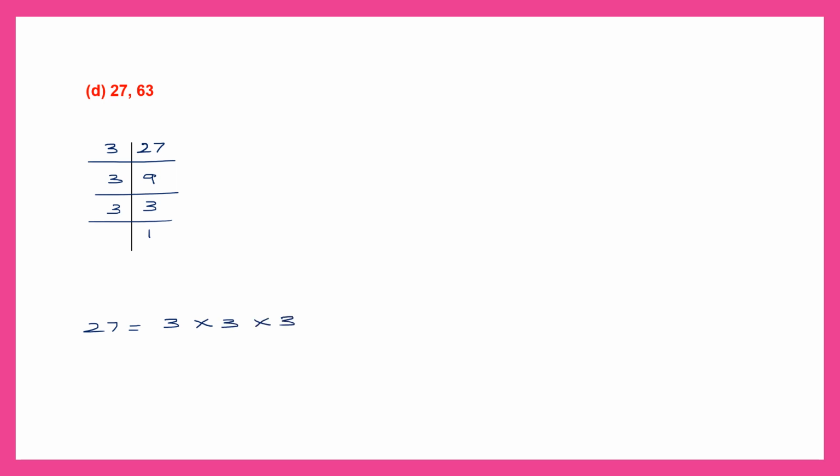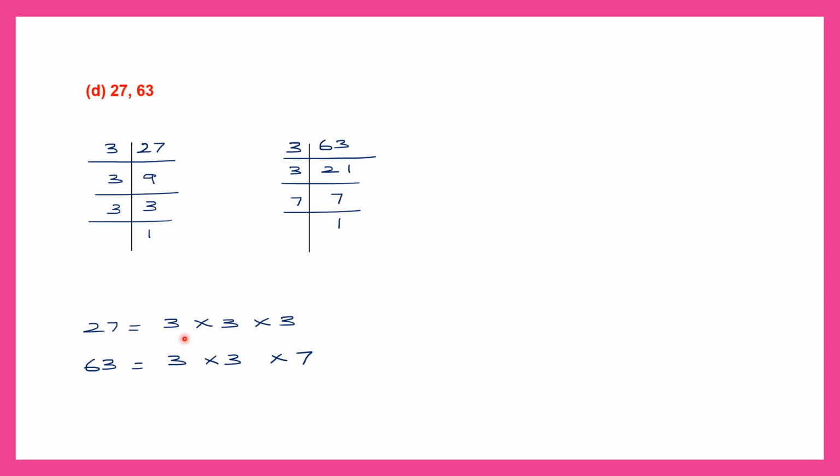Now let's take up 63. Now this 63 we can divide with 3. Let's start with that. 3 twos are 6. 3 ones are 3. Again we can divide 21 by 3. 3 sevens are 21. This time use 7. 7 ones are 7. So what are the prime factors of 63? 3 into 3 into 7.